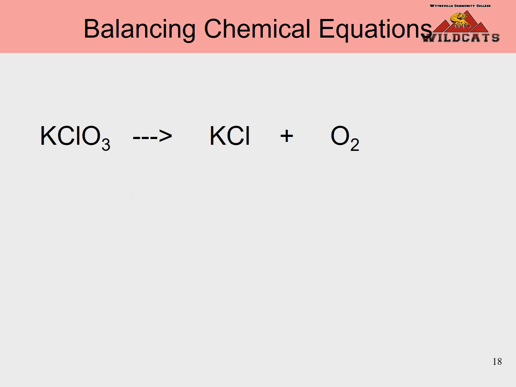So let's take a look at the odd-even rule again. I'm going to put a 2 in front of the KClO3 because I've got 3 oxygens on the left and 2 on the right. I didn't worry about the KCl because I have a KCl on both sides.